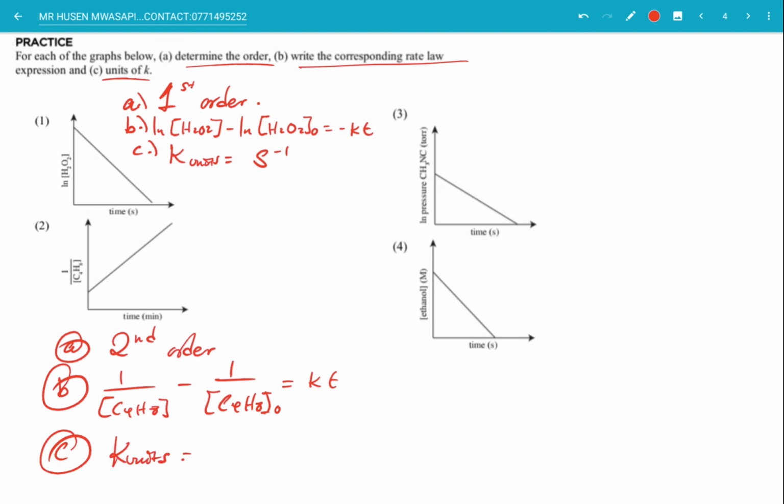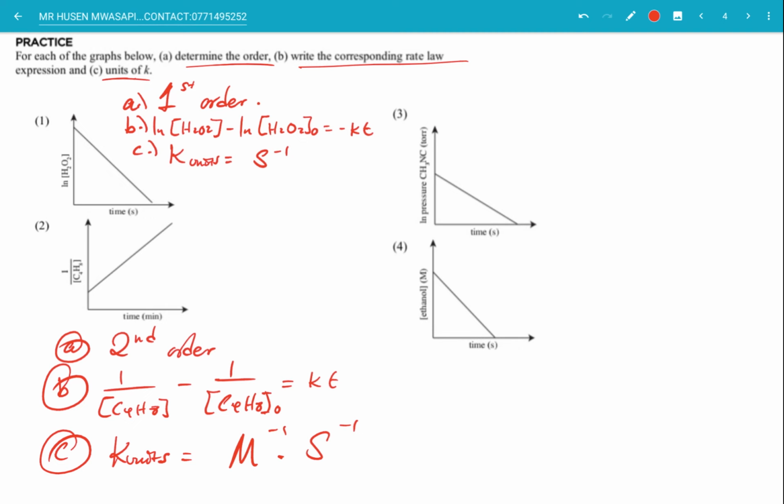So the K units are equivalent to, since this is second order, M to the minus 1 times S to the minus 1. So this is simply the second order.